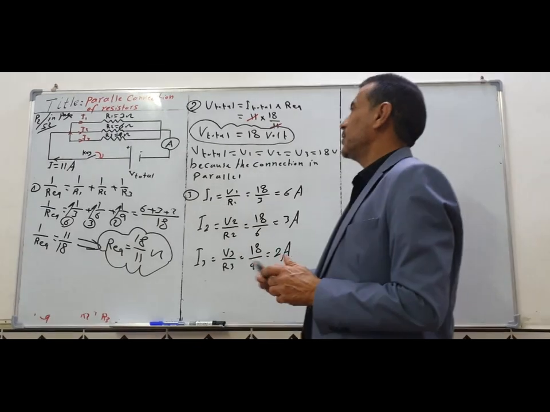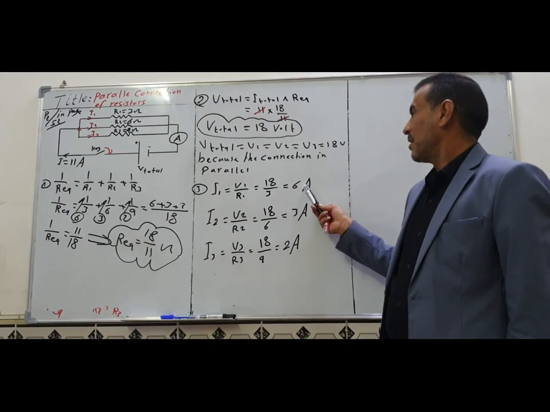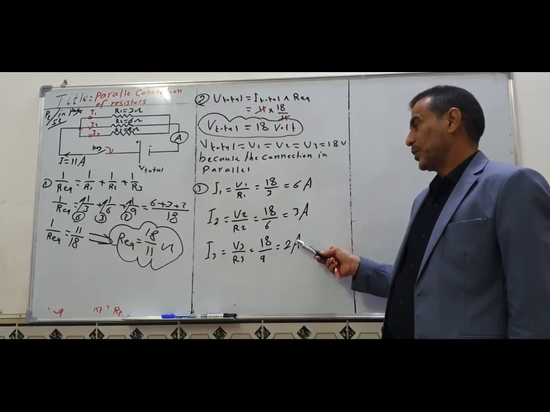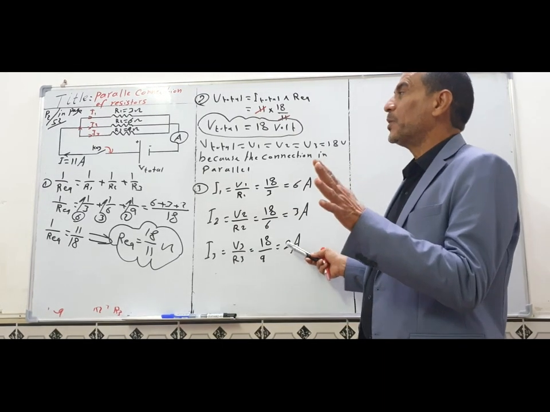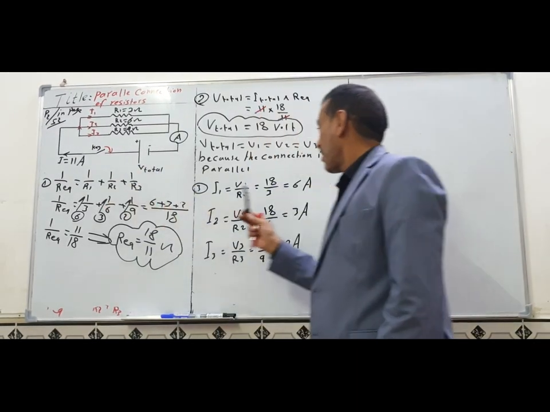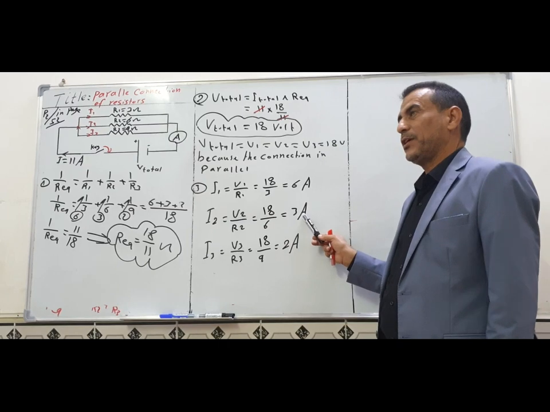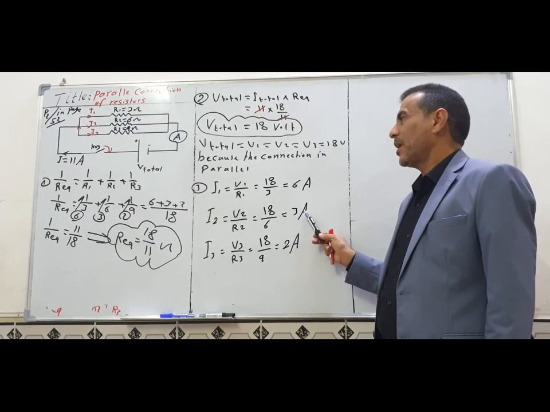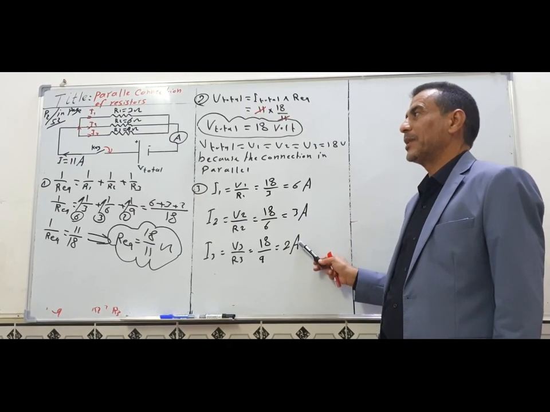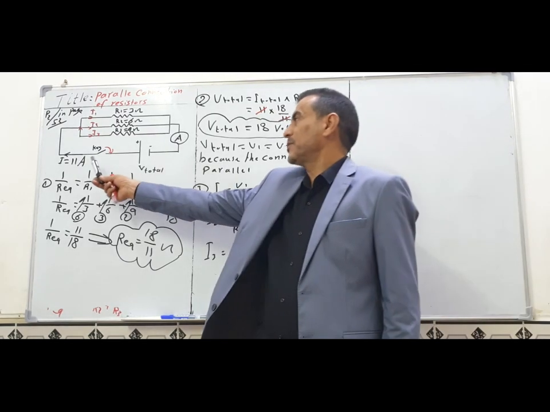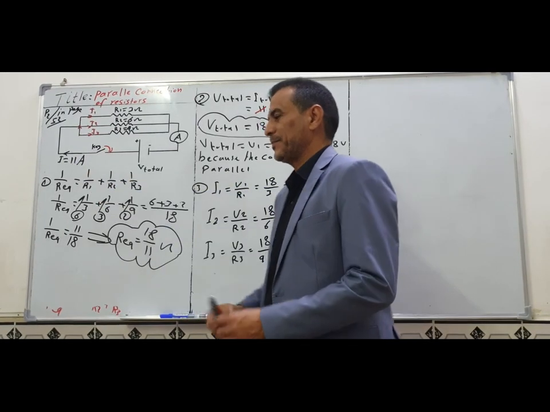To check the solution, I1 plus I2 plus I3 must be equal to I total. 6 plus 3 equal 9, 9 plus 2 equal 11. 11 is the total electric current.